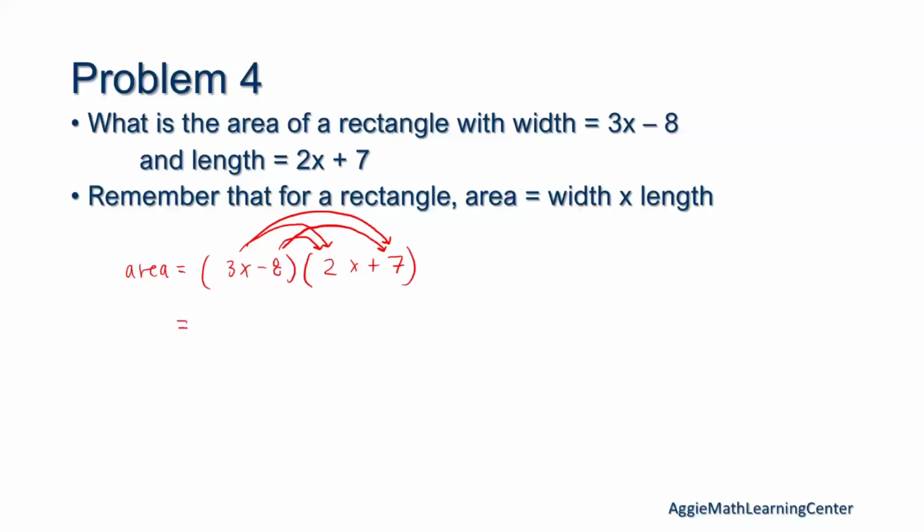Okay, so 3x times 2x will give us 6x squared minus 16x plus 21x minus 56. Times tables coming in handy. Okay, and then are we done? No, you combine like terms right there. Then we have 5x. Awesome.